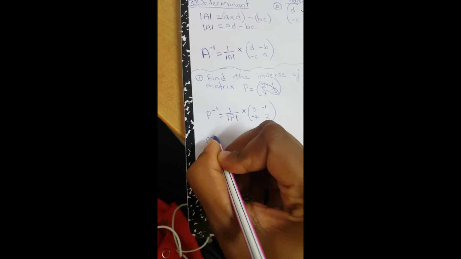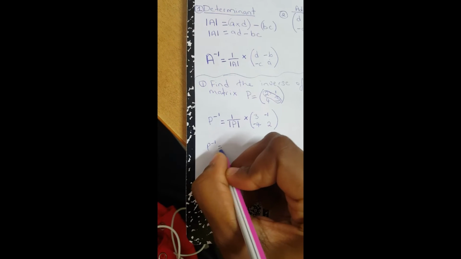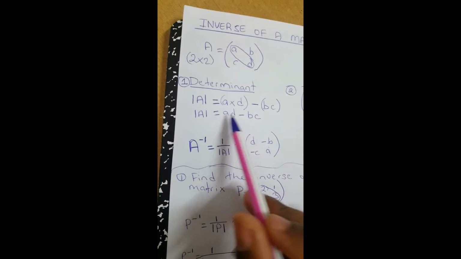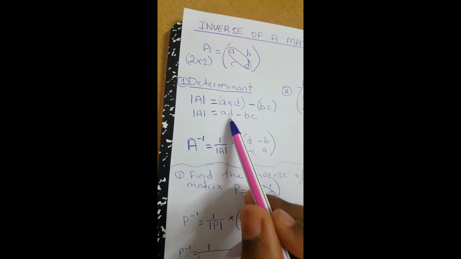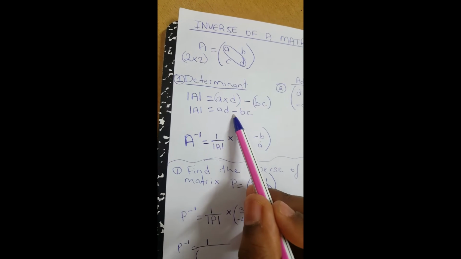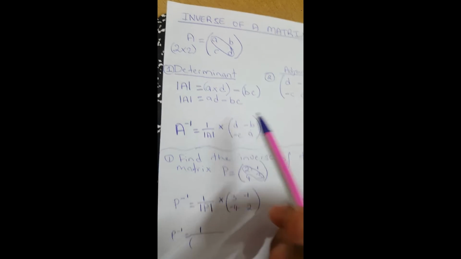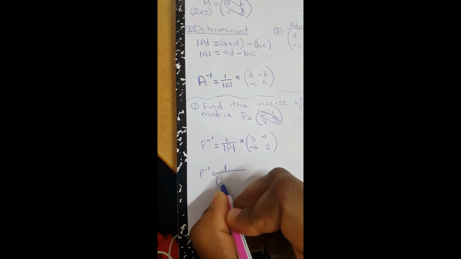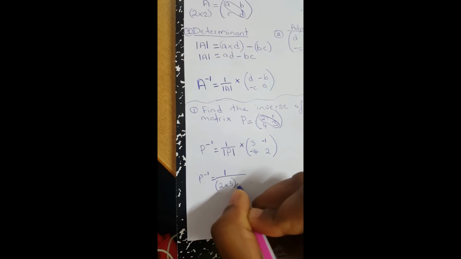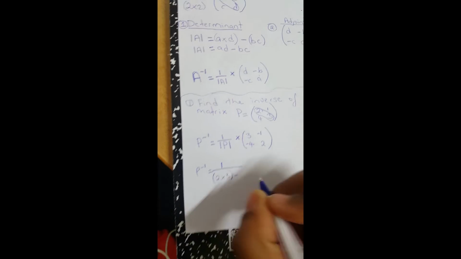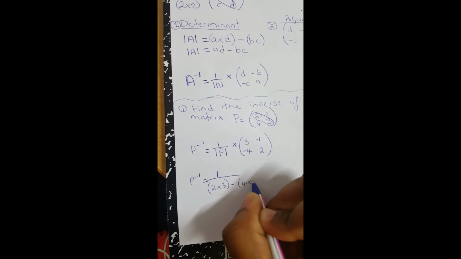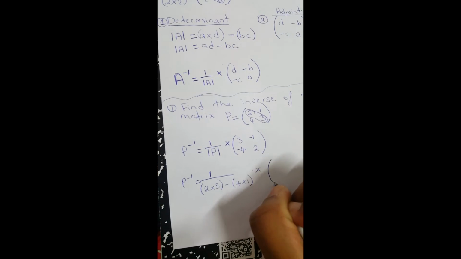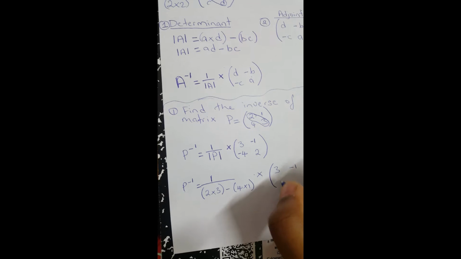So the inverse of P is equal to 1 over, and our rule states that the determinant is AD, the product of the leading diagonal, minus the product of the second diagonal. So AD, 2 multiplied by 3, minus your second diagonal, that's 4 by 1. Multiplied by your adjoint, just the same.